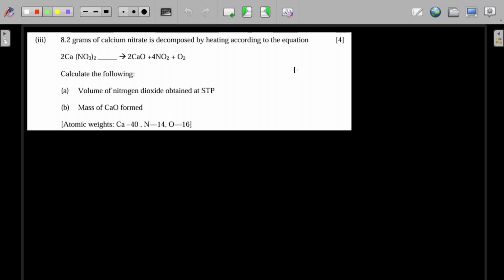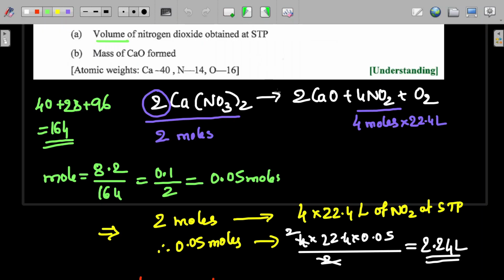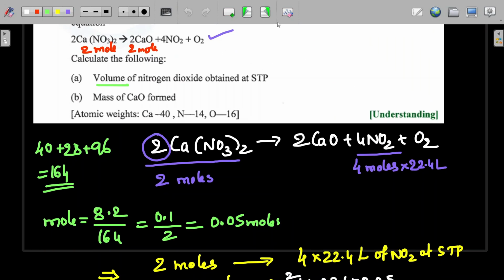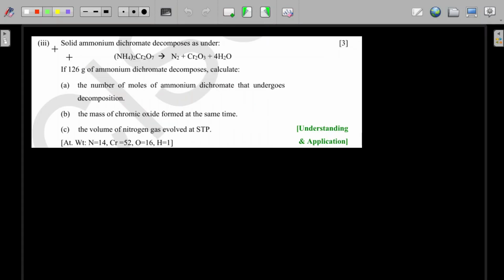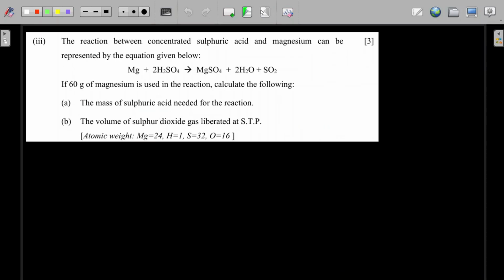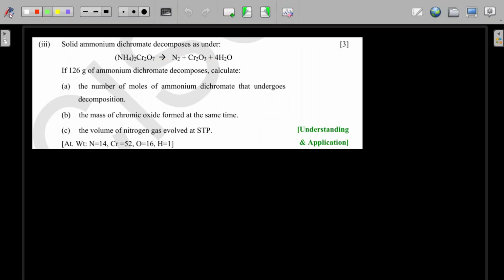Same question, no? Repeated. Here it is asked for 4 marks. Okay, it is given in the specimen. Same question. Okay, only two questions are there. Okay, after that we will leave.